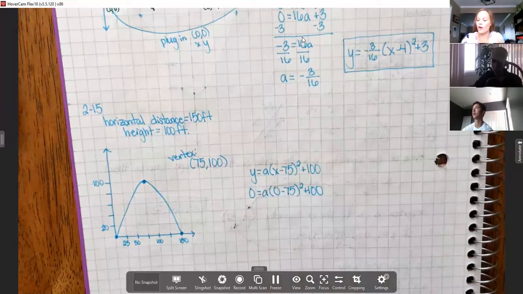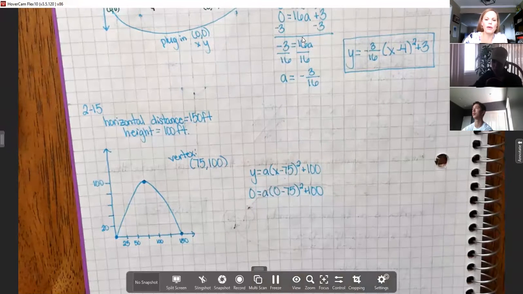Try to solve for A. I'm going to give you guys maybe about a minute or two. If you figure it out, don't type it in the chat right away. Let some people have time if they need a little bit more time, please.